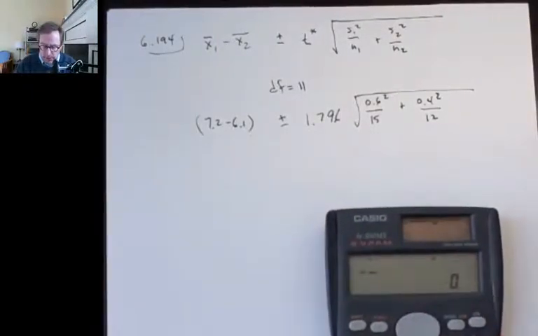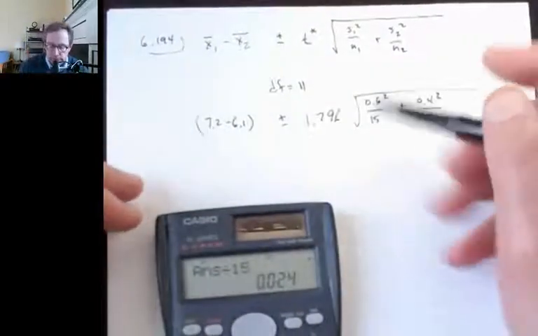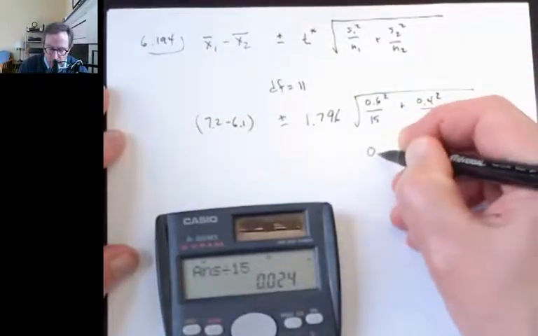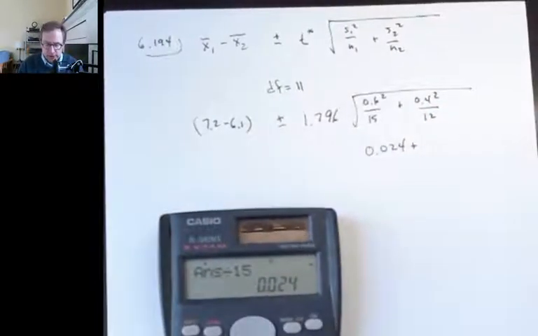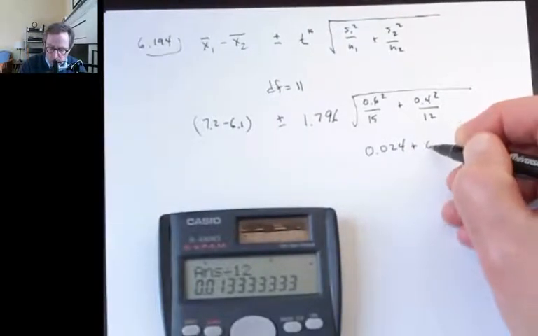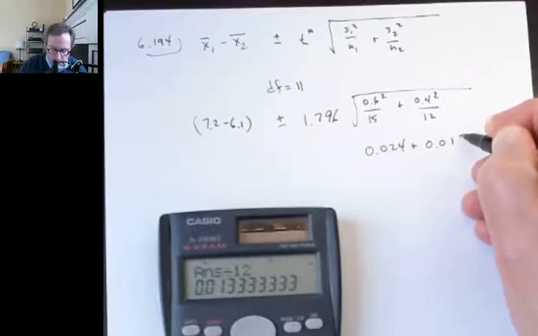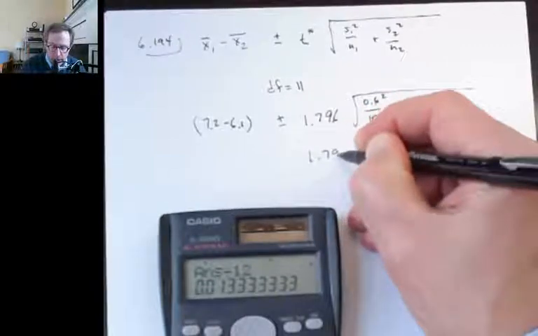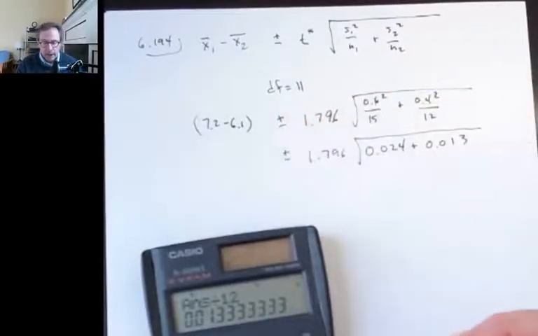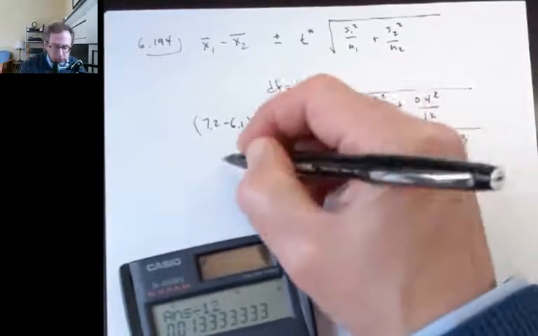Okay, so I have to take 0.6 squared divided by 15. I've already said before, I like to do this in two stages. Some people are whizzes with a calculator, but I'm not. 0.024. And anyway, if you're careful, then you can go back and check it later. 0.4 squared divided by 12 is 0.013. Take the square root, multiply by 1.796, and add it to, let's see, what's 7.2 minus 6.1? Isn't it 1.1?